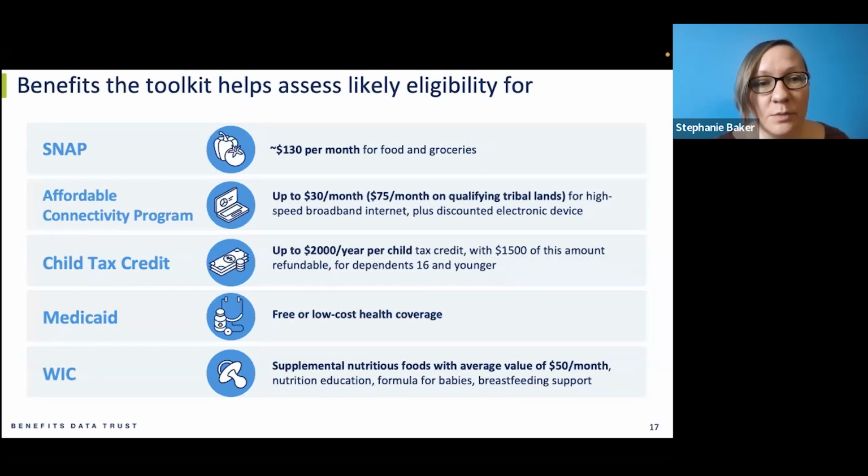The Affordable Connectivity Program provides discounted high-speed broadband assistance. So that's up to a $30 a month discount and up to $75 a month on qualifying tribal lands, in addition to a discounted electronic device. The Child Tax Credit provides up to $2,000 a year per child in the form of a tax credit, with $1,500 of that amount being refundable, so money right into a parenting student's pocket to help them meet basic costs. Medicaid, which provides free or low-cost health coverage, and WIC, which provides supplemental foods in the value of around $50 a month, in addition to nutrition education, formula for babies, and breastfeeding support.